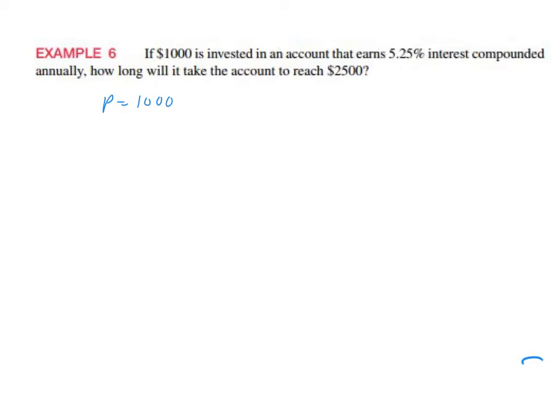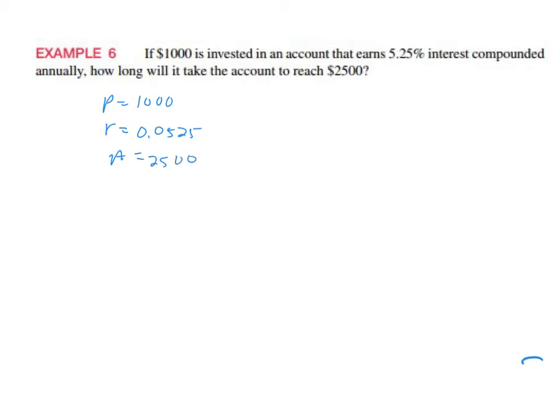The R in the problem, we have to take 5.25% and make it into an appropriate decimal. So it's 0.0525. We're compounding annually, so that's good to know because that interest rate is being compounded annually. And we want to know how long it will take the account to reach $2,500. So the $2,500 is the final amount in the account.